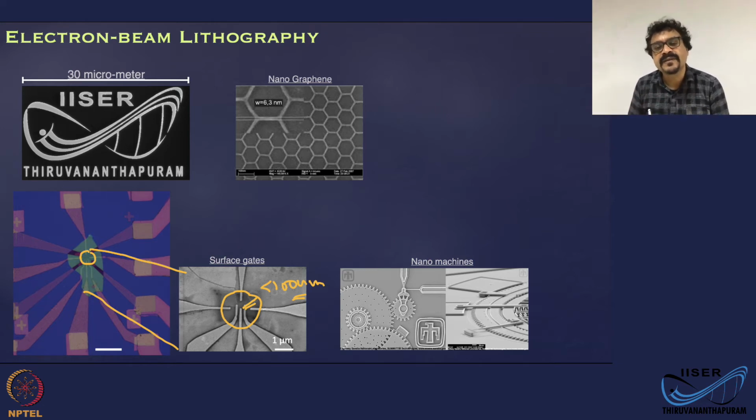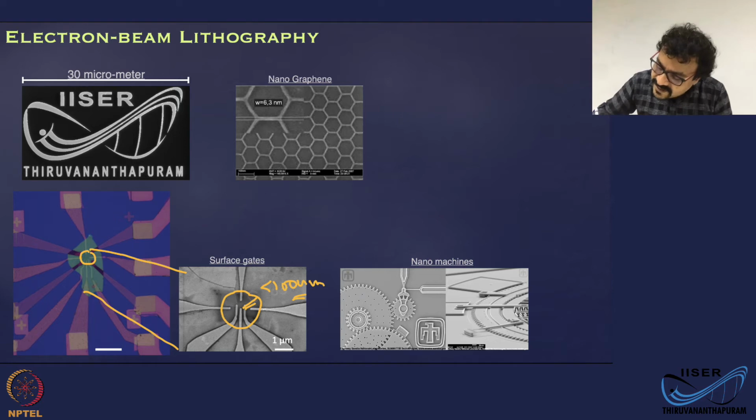Okay, and the overall size scale is here. The scale bar is 1 micrometer. And what you're seeing in this picture are nano machines, nanoscale gears, which are made by electron beam lithography plus further processing such as metallization and etching. Okay, this is done at Sandia Labs.